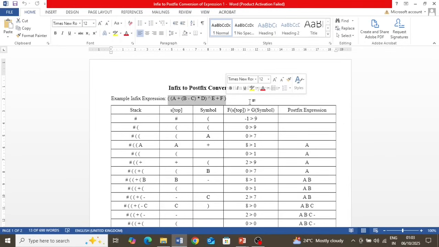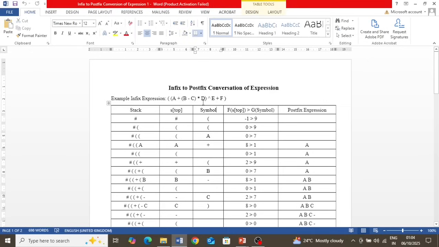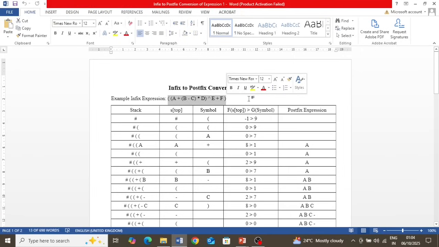For getting the postfix expression, we will consider the following columns. The first one is the stack column. The next one is the topmost element in the stack; that symbol we will represent in this column. Next, the symbol received from the input infix expression. This is the infix expression we are going to scan each time. Each time I scan, whatever symbol appears at that time, we are going to write in this column.